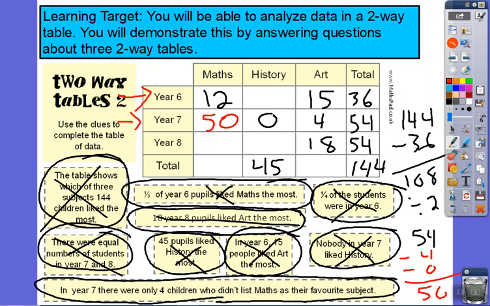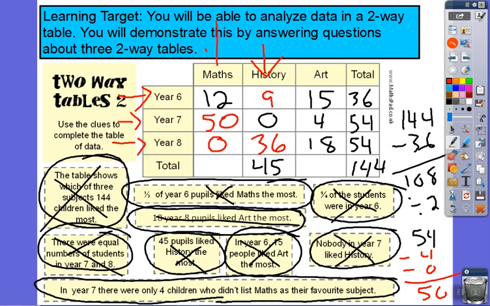Up here on the top for year 6, I've got 36 total. I'm going to take out the 12 that like math and the 15 that liked art, and that is going to leave 9 that like history. Poor Dr. Demecki. Going down for history, I've got 45 total, minus the 9 in year 6, minus the 0 in year 7, that is going to leave 36. Going across for year 8, I've got 54 total, minus the 18 that liked art, minus the 36 that liked history. Oh, that's awful. Nobody in year 8 likes math, according to this table.